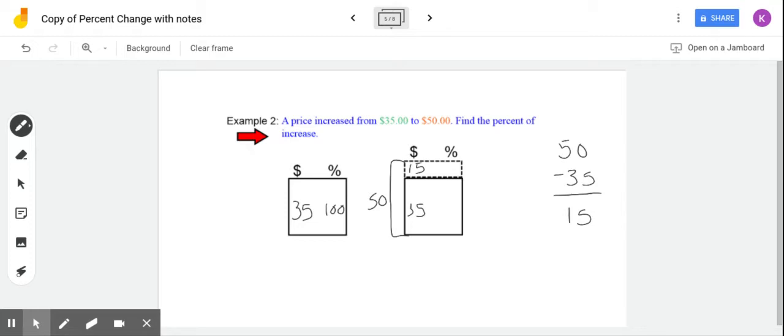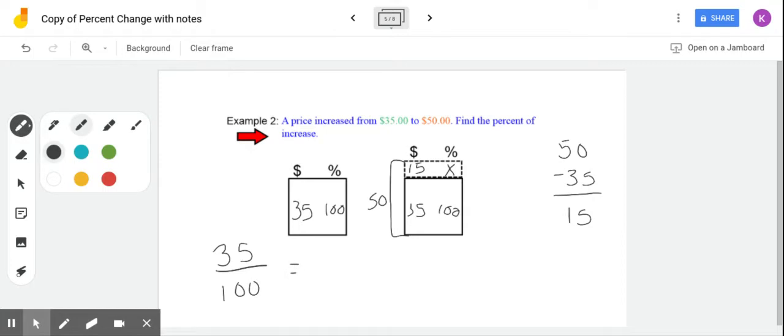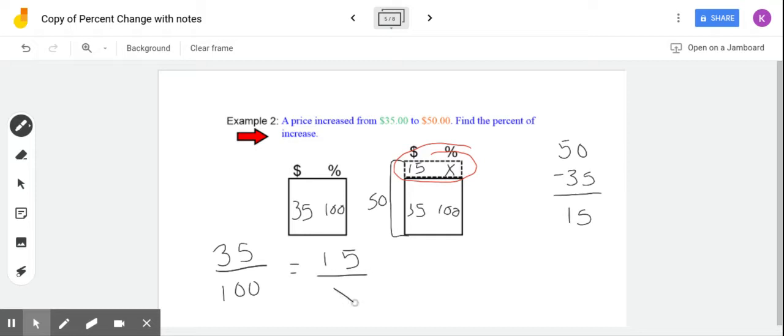And again, this 35 still represents 100%. Our price increased, so it makes sense that this is all going to be above 100%. And I don't know what that percentage is right there. Now I can make my proportion again. 35 is the number over the percent. I'm looking for this part right here, so that's why I'm going to put 15 over X.